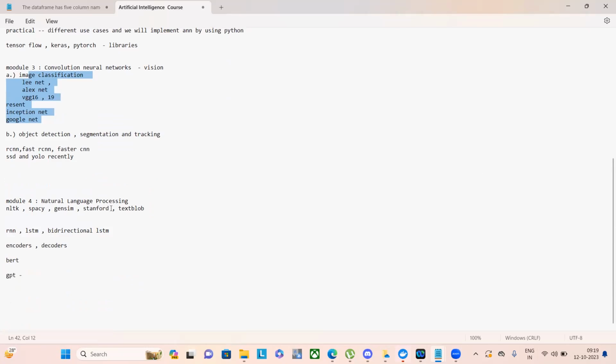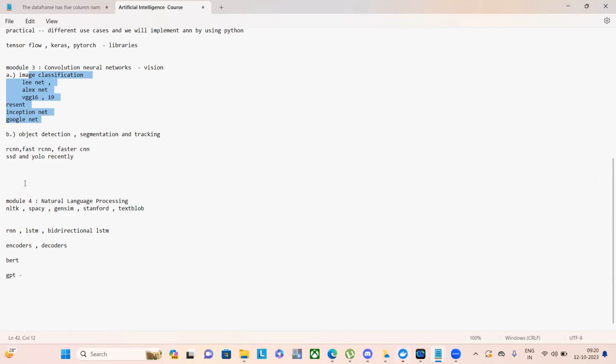Next one is module 4, where we are going to cover natural language processing. In natural language processing, we will cover the libraries NLTK, spaCy, Gensim, Stanford, TextBlob. All these libraries we will discuss in detail. These are libraries especially for NLP, that is for text cleaning and text pre-processing.